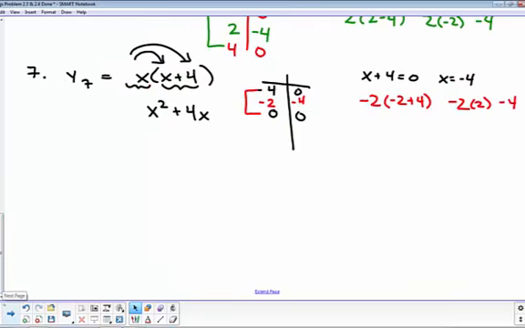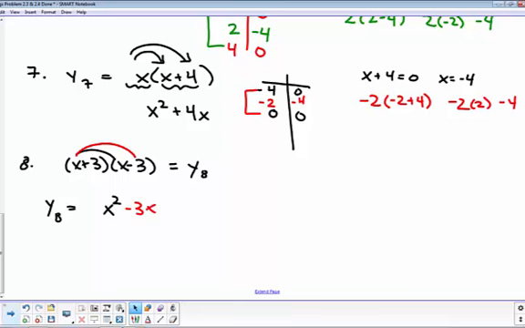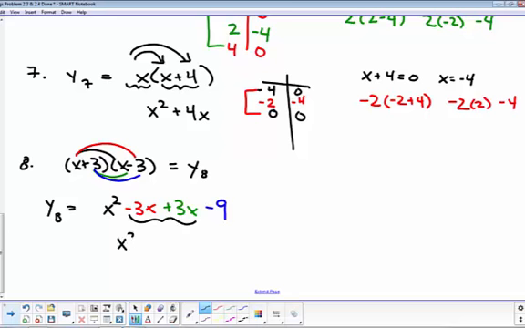For our last equation, we have x plus 3 times x minus 3. Our expanded form is x squared minus 3x plus 3x minus 9. If you put these two together, you have x squared plus 0 minus 9.